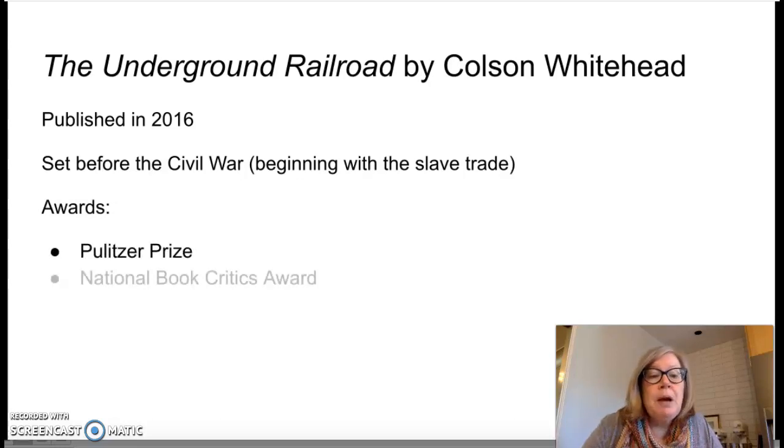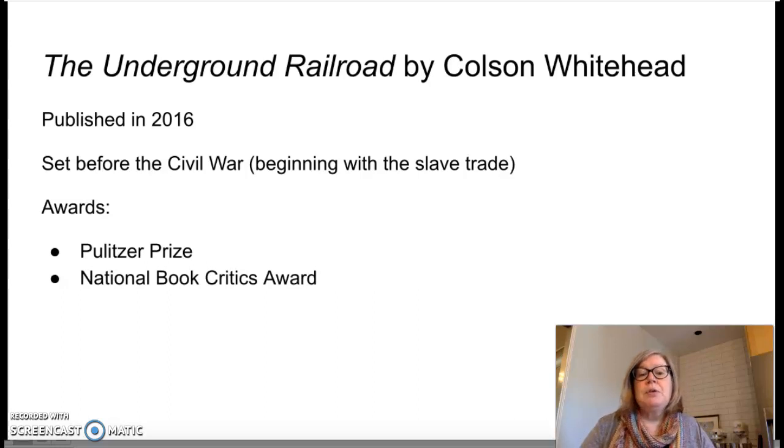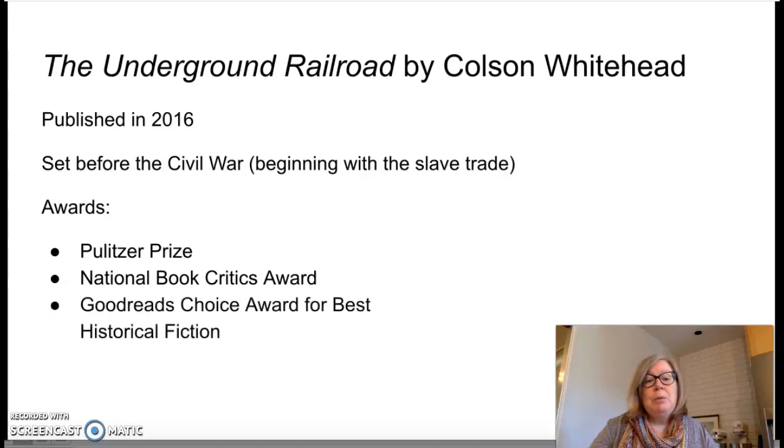This novel was a huge critical success. It won the Pulitzer Prize. It won the National Book Critics Circle, or excuse me, the National Book Award, the two most prestigious literary awards in America, I would say. But it also was popular with readers, winning the Goodreads Choice Award for Best Historical Fiction.